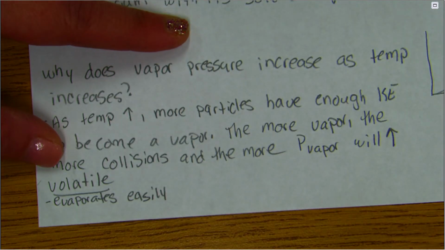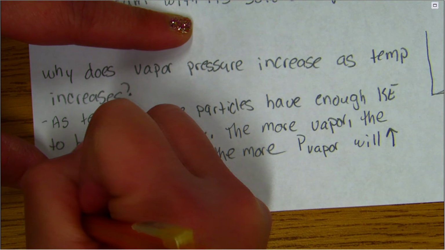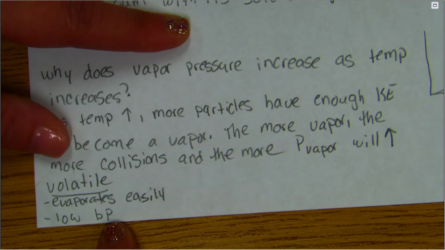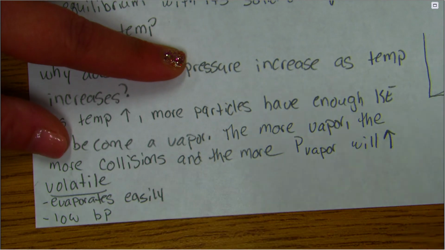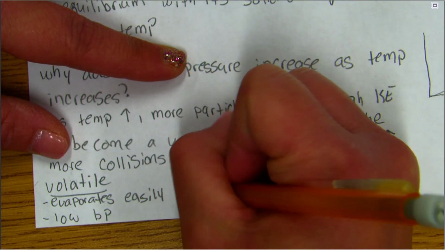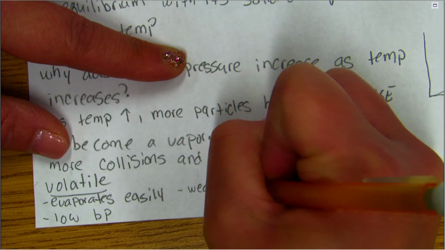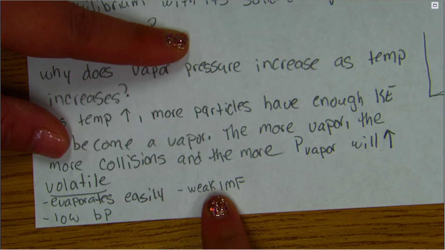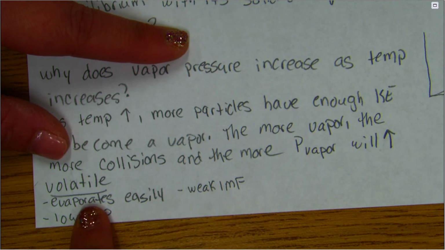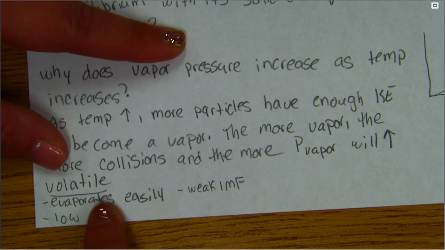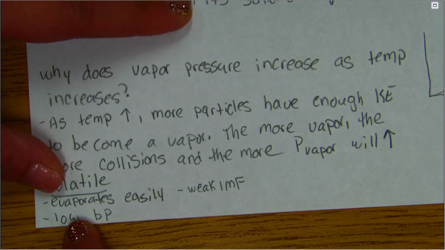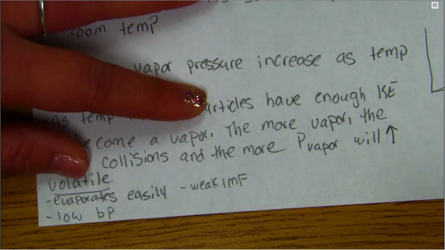It has a low boiling point. BP for boiling point. It has weak IMFs, intermolecular forces. Because the intermolecular forces are weak, not a lot of energy is required to break those forces, allowing it to evaporate easier and therefore giving it a lower boiling point, the temperature at which it boils.